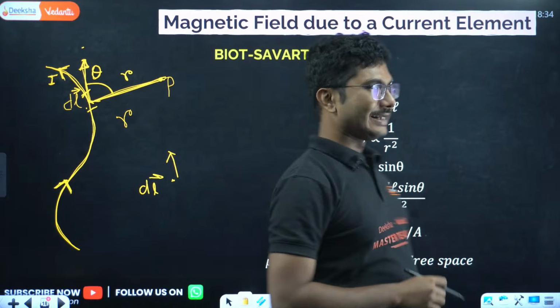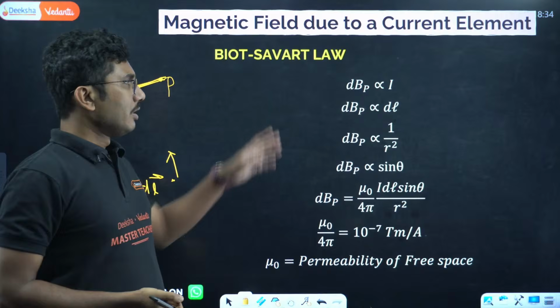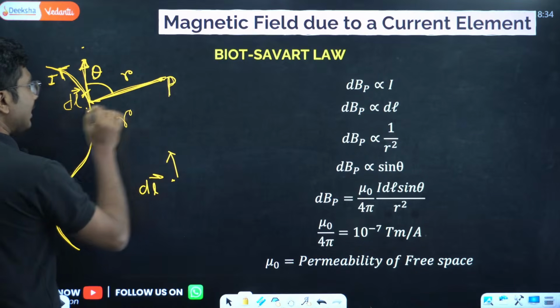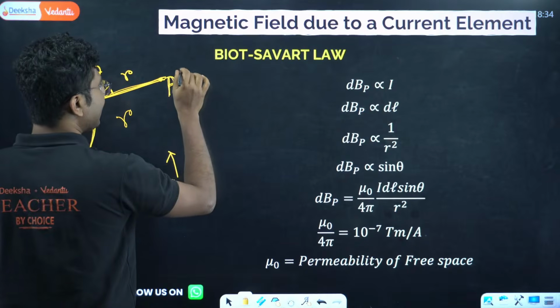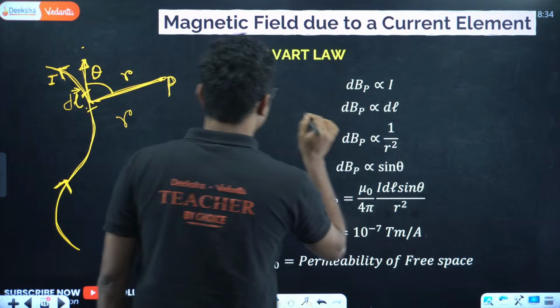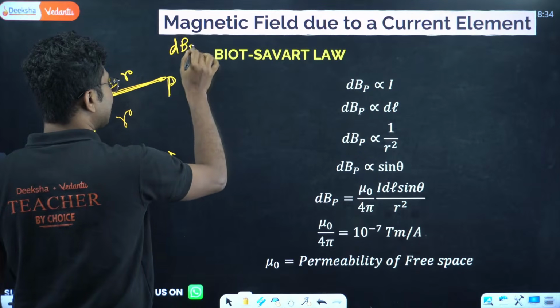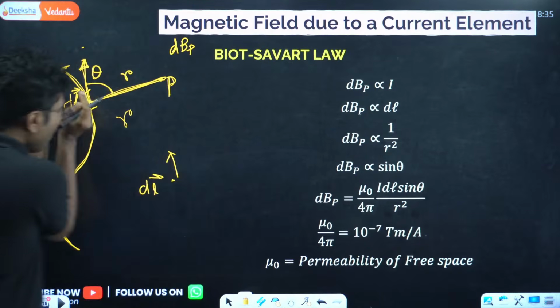Now we are saying that if this is the case, then the magnetic field at P due to this small element dl, which can be written as dB. dB is dBp, the magnetic field at point P. dB is a small magnetic field due to this small element.